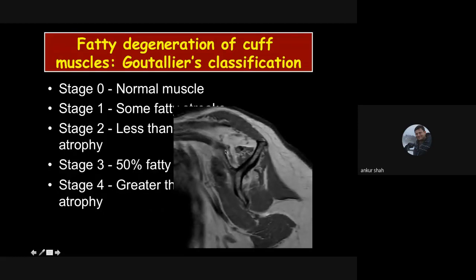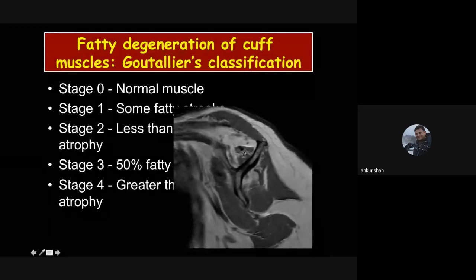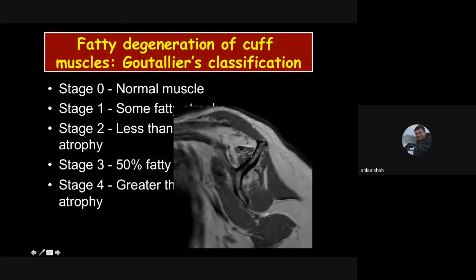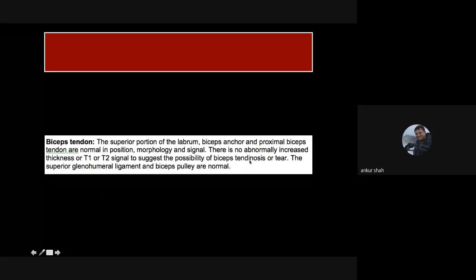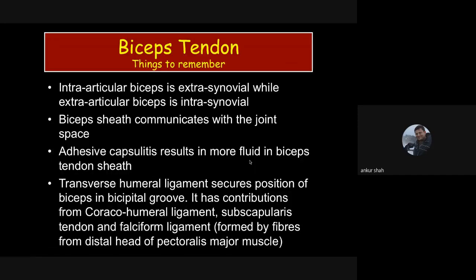Like here, you can see the muscle bulk is also less, and if you see the fatty changes within the muscle, almost 50% of the muscle bulk is replaced by fat. So this is the moderate fatty atrophy in this patient. So after the rotator cuff, coming to the biceps tendon, look at the biceps tendon carefully.